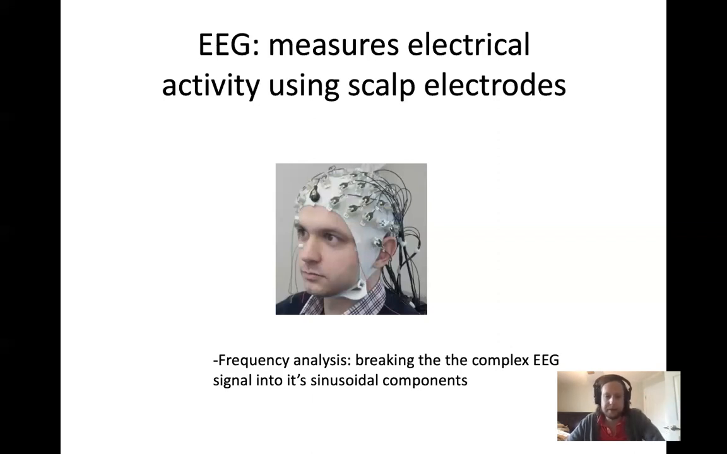Contrasting that with EEG, which is basically just the opposite. EEG is a method where we use electrodes that are placed on the person's scalp, and you measure the electrical activity, which is presumably coming from the brain.